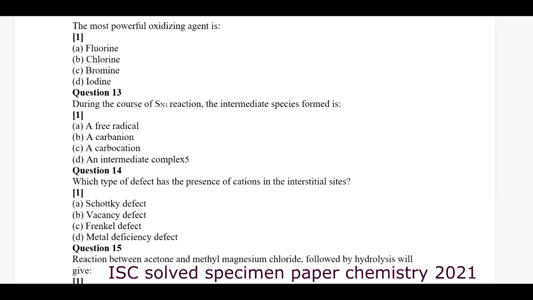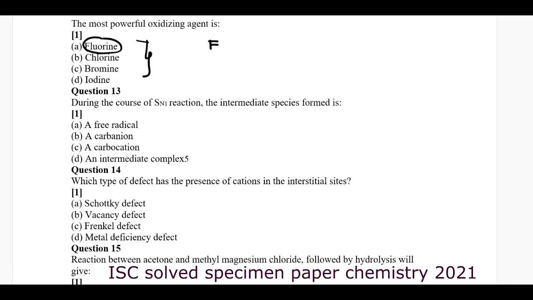The most powerful oxidizing agent is, now see, always we don't know the reduction potential values, so sometimes we need to use our common sense also. So we have fluorine, chlorine, bromine, iodine. In those cases, fluorine has the highest electronegativity. So it has the highest power to withdraw an electron from other agents. So it will form F negative easily. That means it will act as the strongest oxidizing agent.